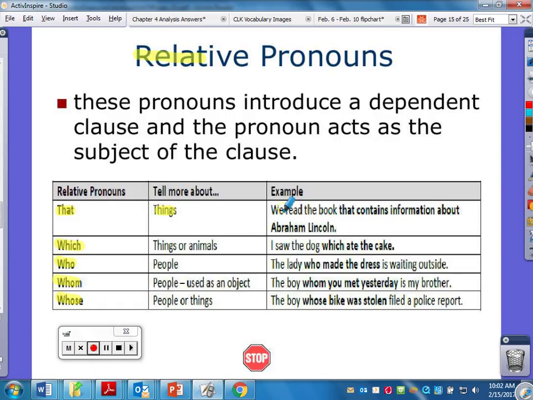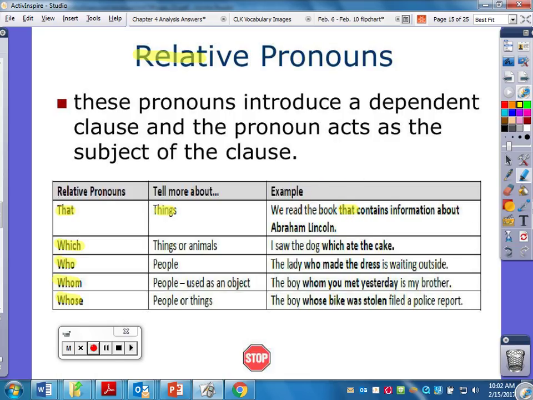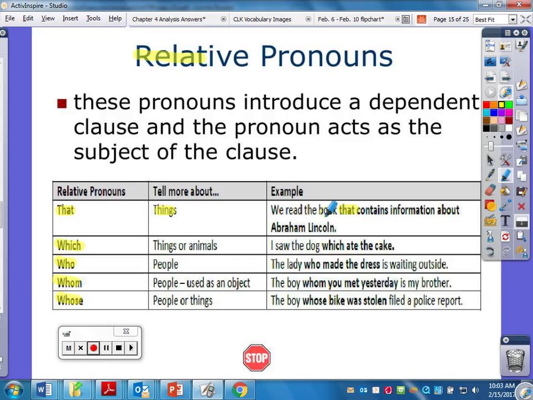We read the book that contains information about Abraham Lincoln. The word that needs to be telling more about a thing. So is it going to be telling more about we or the book? If you said book, you are correct.